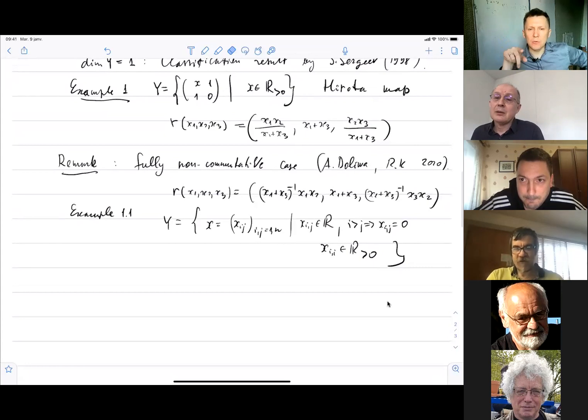Rinat, but is it involutive, this non-commutative map? Yeah, I think it is not. Actually, it's not. I just checked. You checked? Yeah, I see. Thank you.